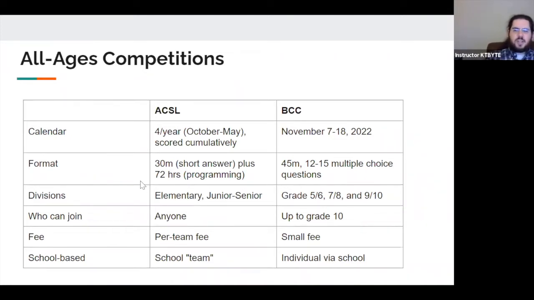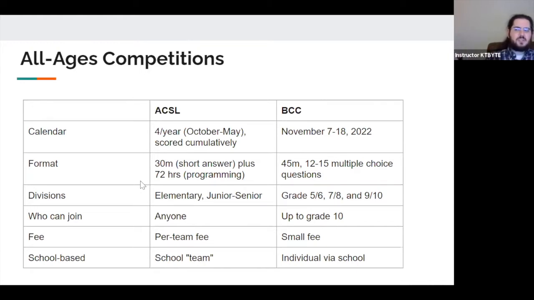So you can see the breakdown of some of these things. One thing to note is that ACSL, as well as USACO, is 4 times per year, and you really should plan to participate all 4 times. You're really just doing yourself a disservice if you don't participate in them all.